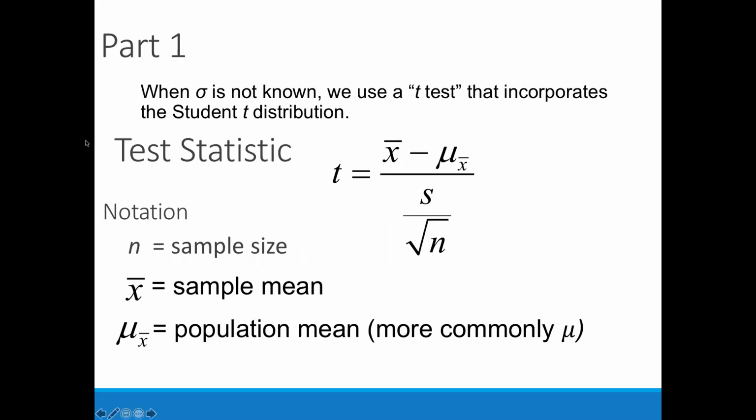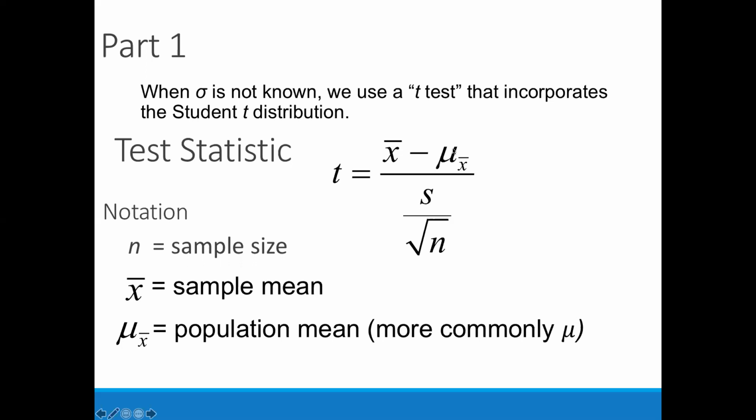So part 1, when sigma is not known, we use the student t distribution, and therefore it's a t-test that incorporates the student t distribution. The test statistic, you should write this down in your notes. T is equal to x bar minus mu x bar divided by s divided by the square root of n. In this case, you see s and not sigma because sigma is not known. So we're going to use the sample standard deviation, which is s right here.